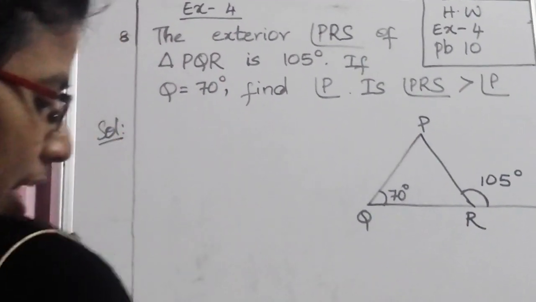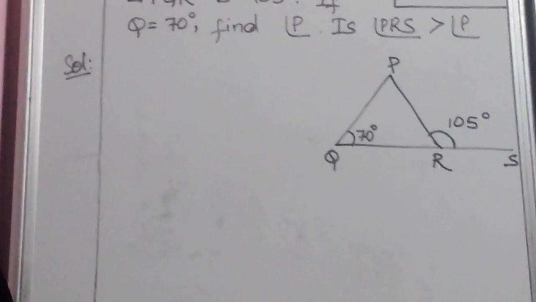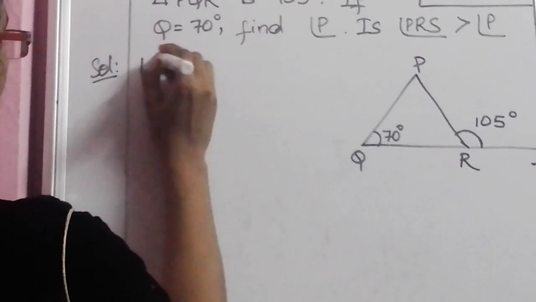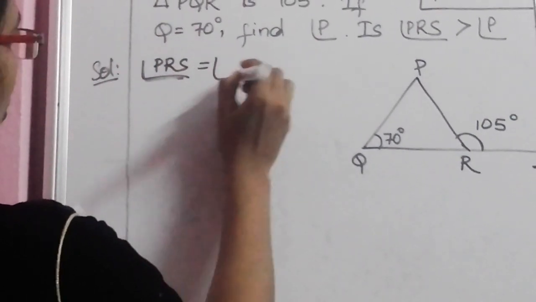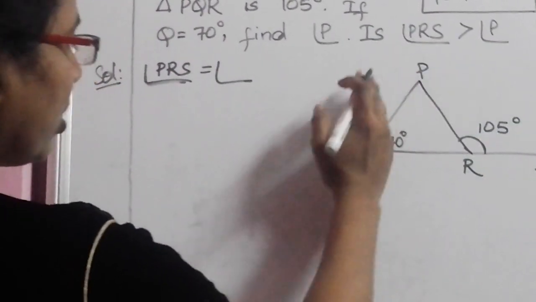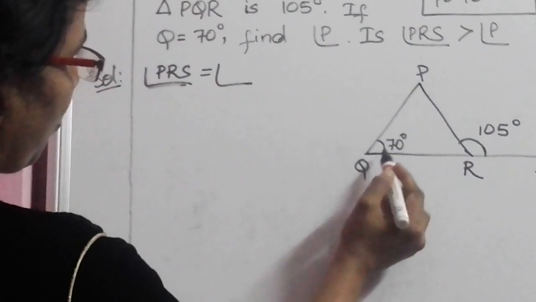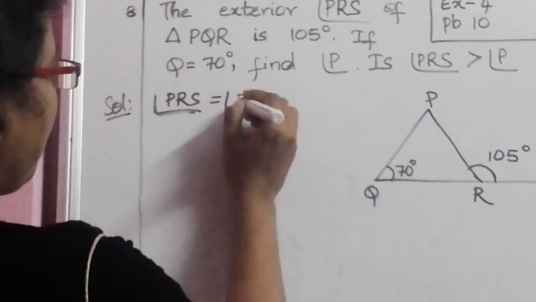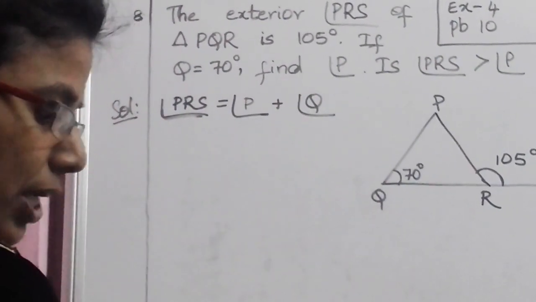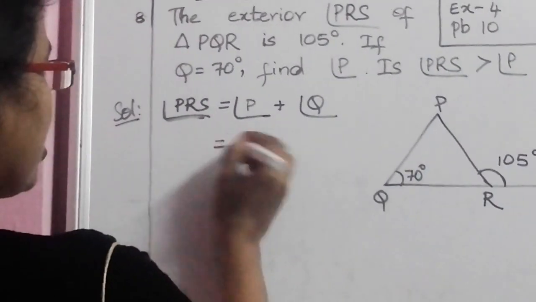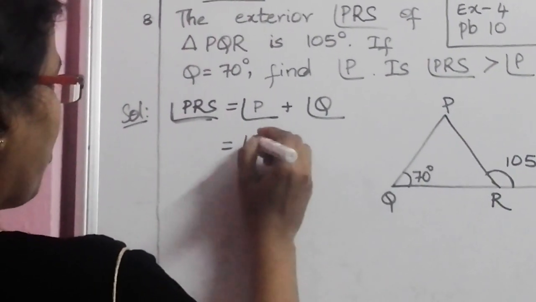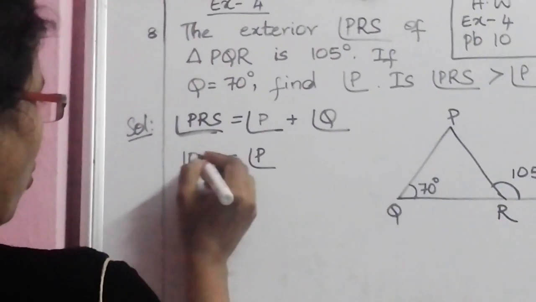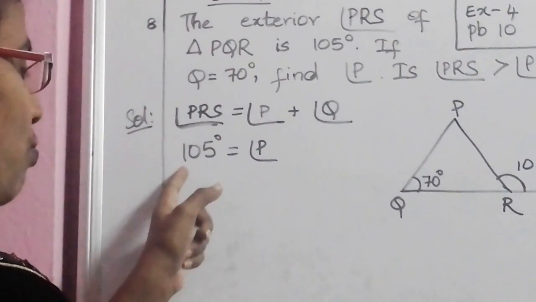So to do this, let us use the exterior angle property. According to the figure, you can write angle PRS, the exterior angle, is equal to the sum of the interior opposite angles. So this is equal to angle P plus angle Q. What is angle P? You don't know. So angle PRS is given in the question as 105 degrees. So I am going to write it as 105.